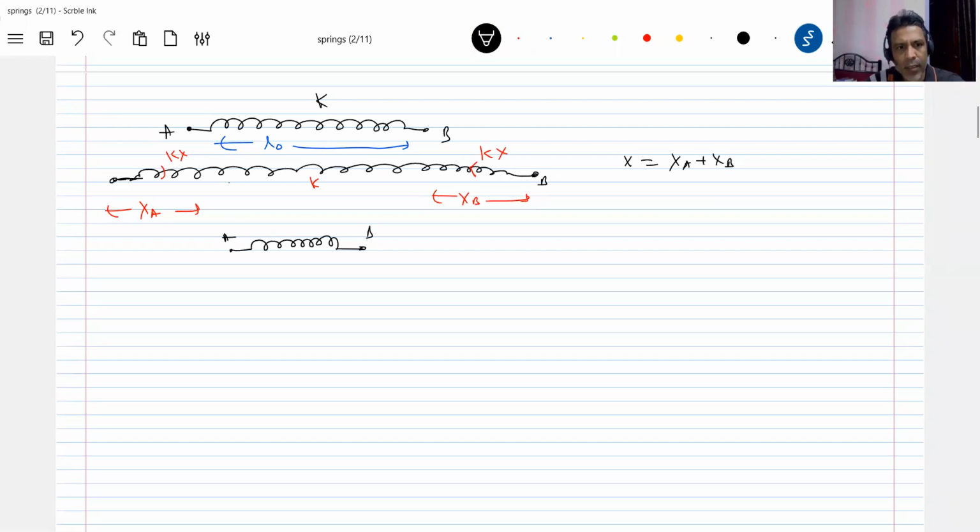Then this end is compressed by a distance xa. This end is compressed by distance xb. Then what is the total elongation? Again, the same thing. So the total elongation is x equal to xa plus xb.